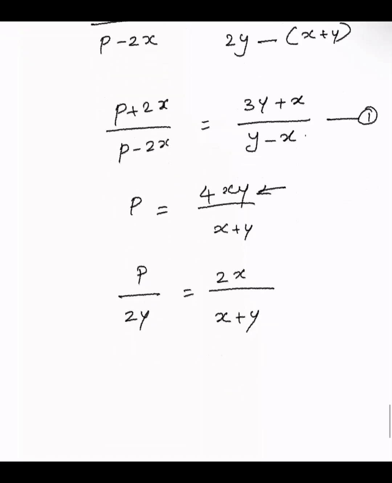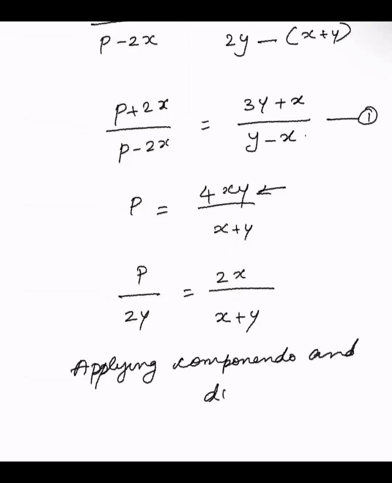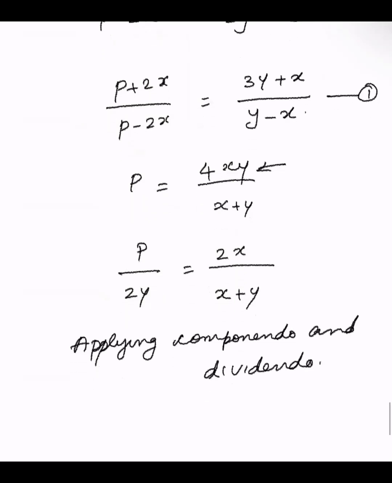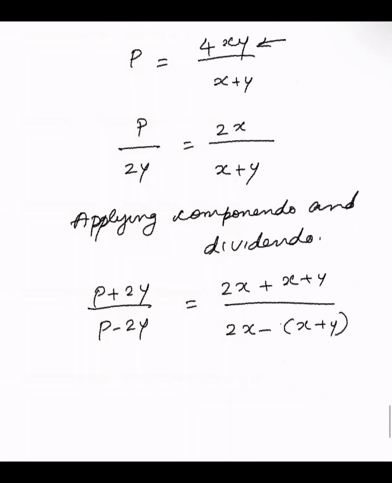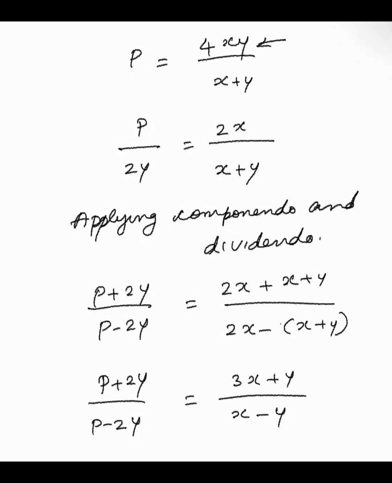Okay. Apply componendo and dividendo now. So what do I get? P plus 2y divided by p minus 2y is equal to 2x plus x plus y divided by 2x minus x plus y. This will give me p plus 2y by p minus 2y equal to 3x plus y divided by x minus y, right? Yeah, x minus y. Put this as equation 2.